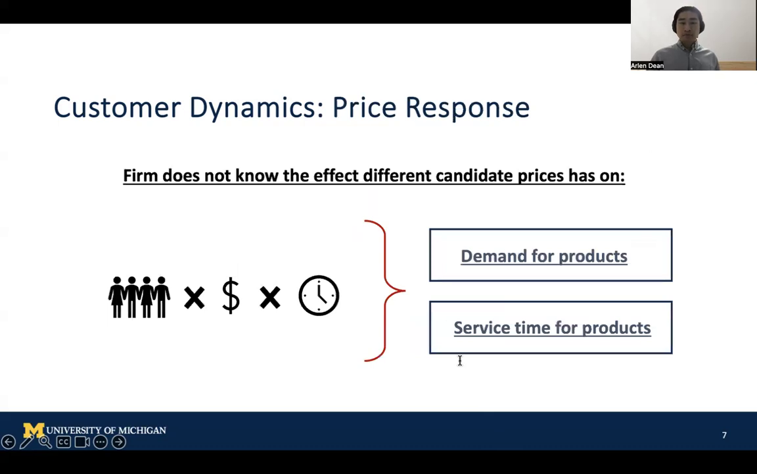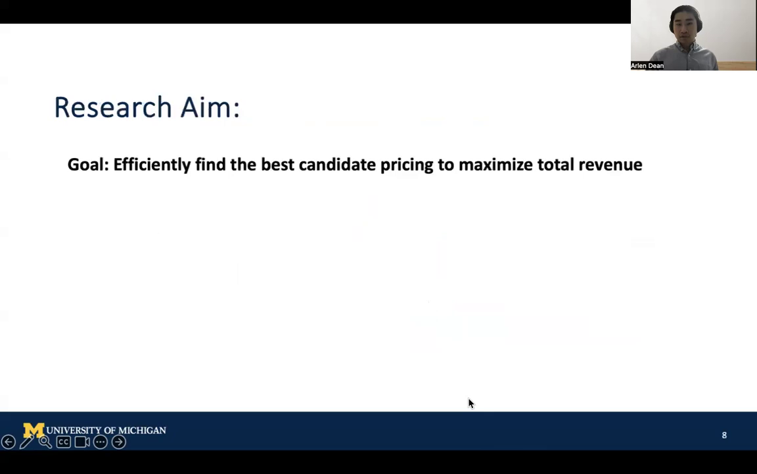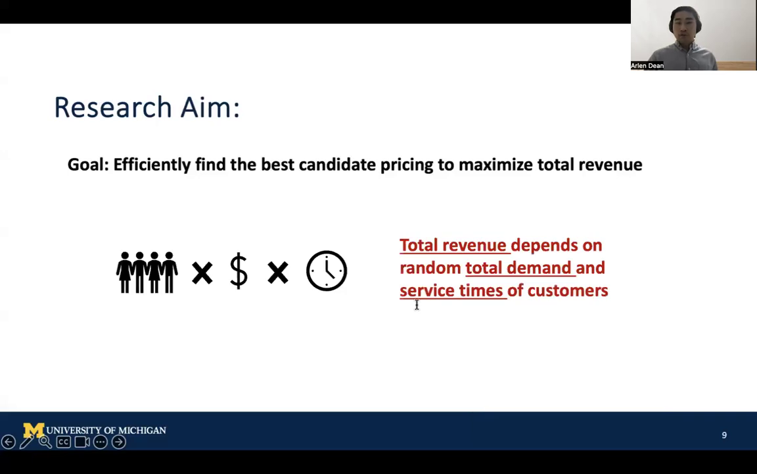Now, the firm's problem in our paper is that it does not know how customer demand and their service times will differ among the different candidate prices. And so the firm's objective is to efficiently find which of these candidate prices is going to be best to maximize total revenue, where the total revenue is going to depend on both the demand and the duration for which customers are using these products because they are reusable.